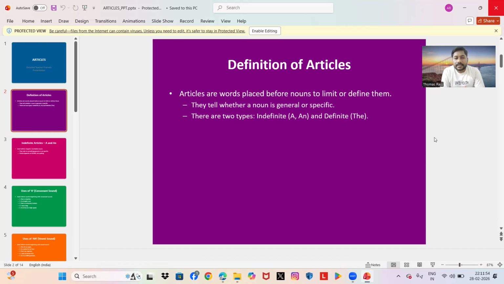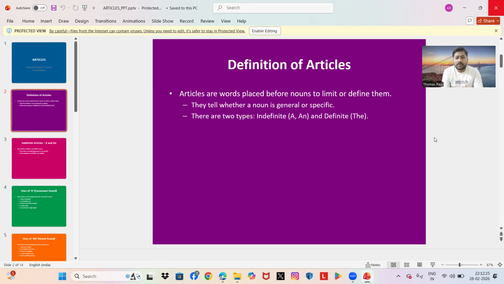Definition of articles: Articles are words placed before nouns to limit or define them. They tell whether a noun is general or specific. There are two types, indefinite and definite articles. What is an article actually? The demonstrative adjectives a, an, and the are known as articles. Why do we use these articles? These articles are words placed before nouns.